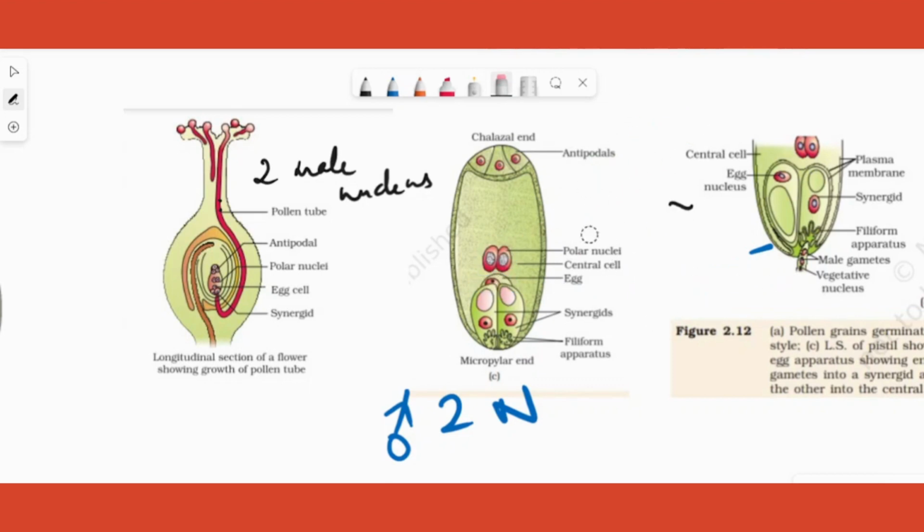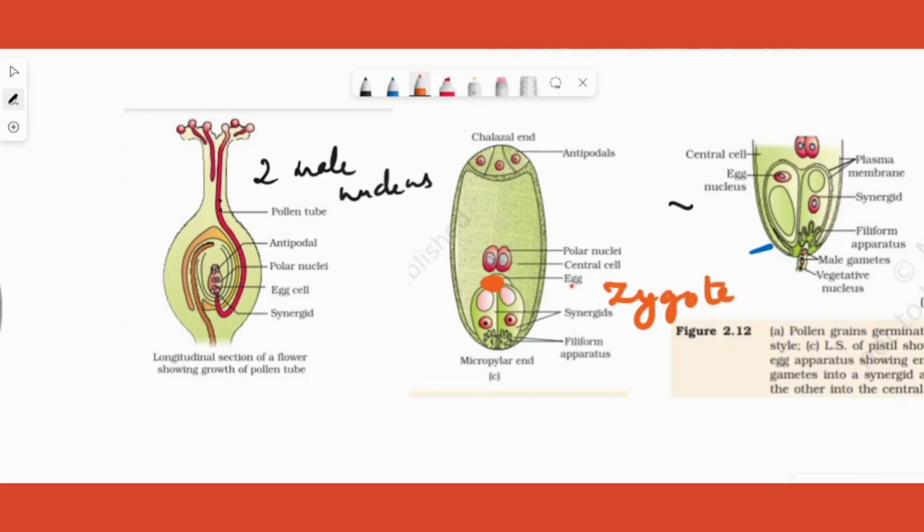I'll repeat the process in a simpler way. You had two nucleus coming towards the egg. It didn't directly come to the egg. Instead, it came through the synergid. Who guided it? The filiform apparatus, cellular thickenings which are present in the synergid, help it to move towards the egg. One of the nucleus fused with the egg, resulting in zygote.